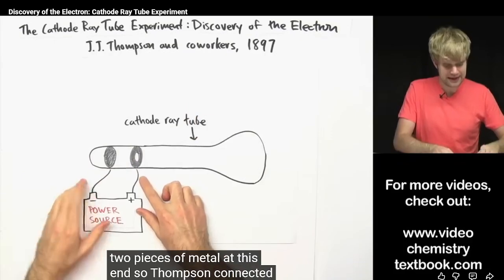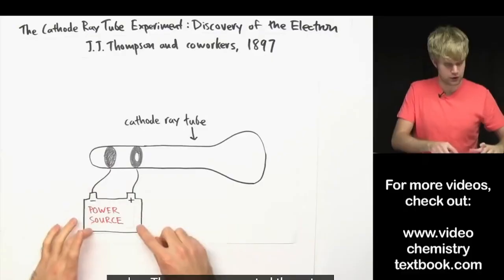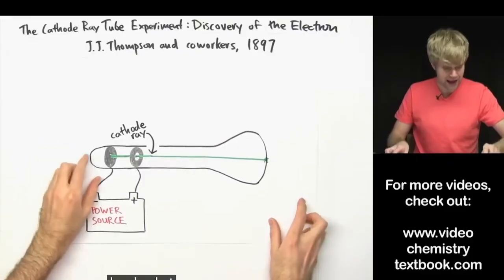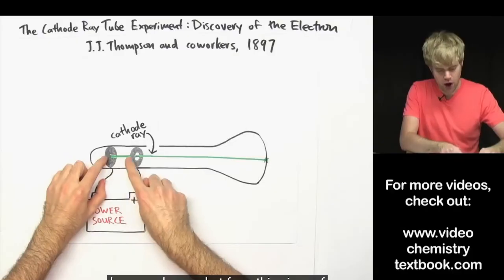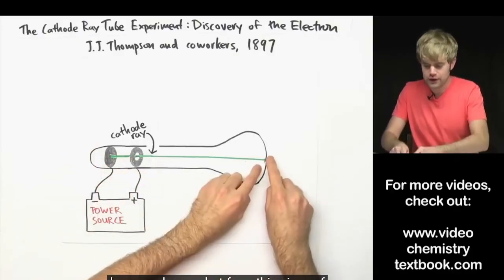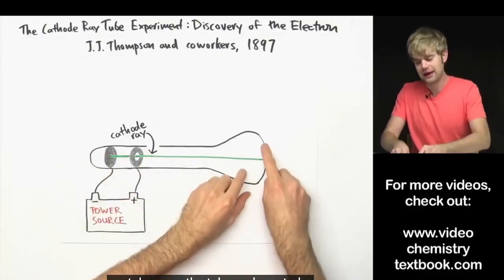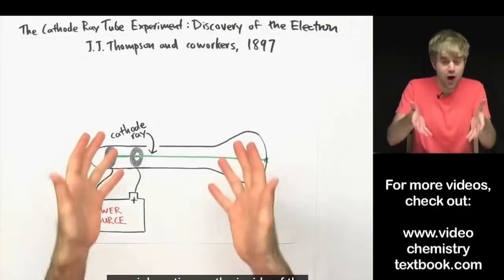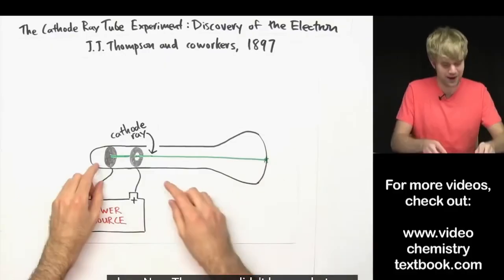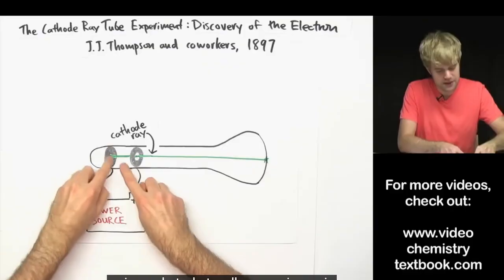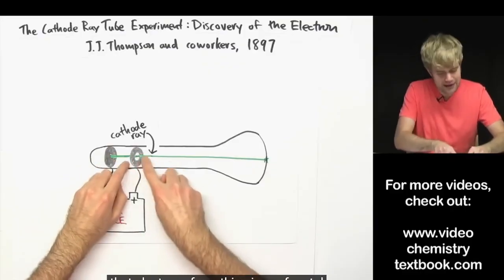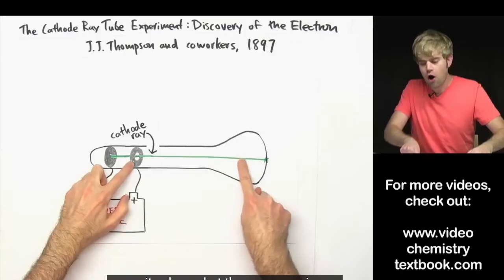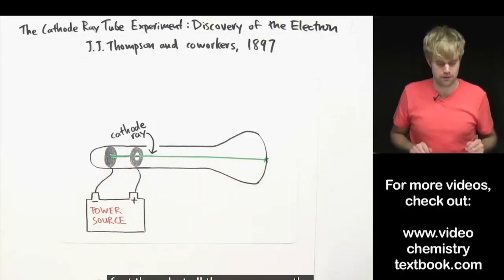So Thomson connected these two pieces of metal to a power source, and here's what happened. A ray shot from this piece of metal across the tube and created a glowing spot over here when it hit a special coating on the inside of the glass. Now, Thomson didn't know what was going on, but what really was going on is that electrons from this piece of metal were shooting out. They were attracted to this piece of metal, which has an opposite charge, but they were moving so fast that they shot all the way across the length of the tube.